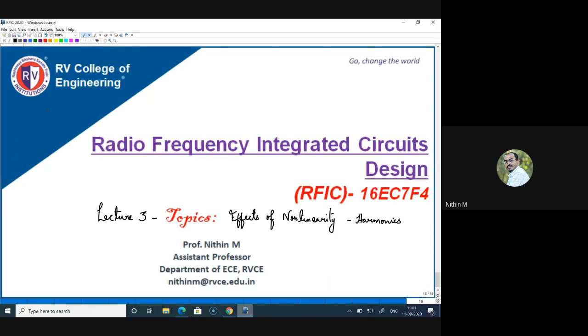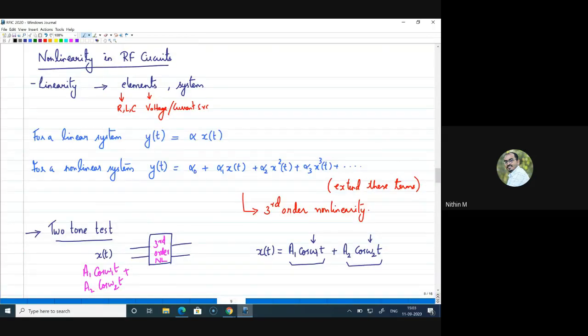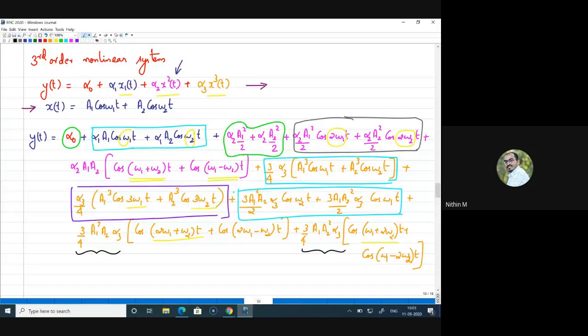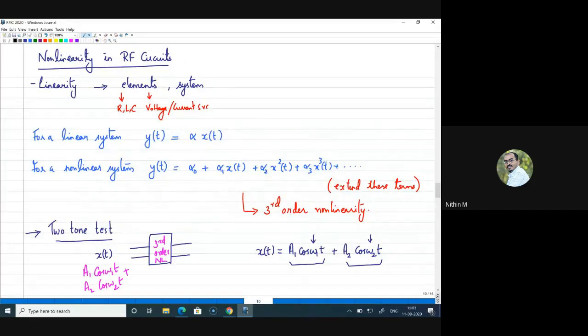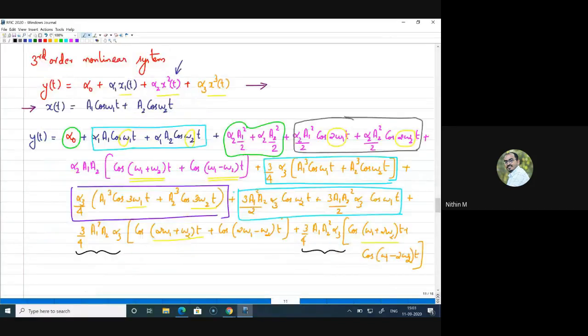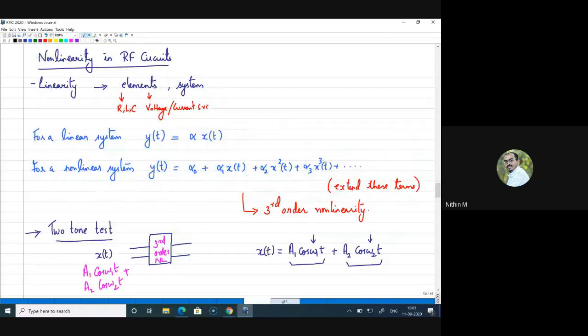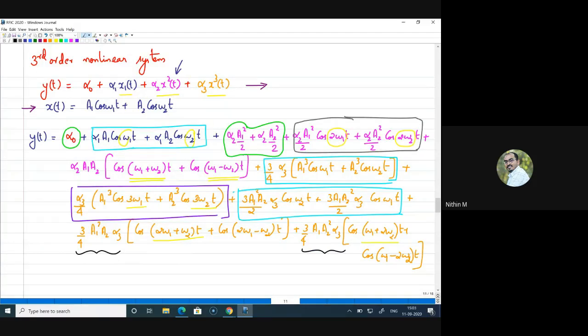So in the previous class, we started looking at the concept of non-linearity, and we understood how to model a non-linear system mathematically with the help of this equation. We also stated that we will be considering non-linearity up to third order. And with that, we performed a two-tone test. That is a test basically performed to understand non-linearity and later to characterize it. We have written all the components coming as a result of non-linearity of any system, and this is up to third order.